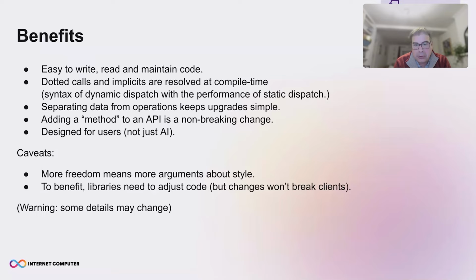So the way we've done this, libraries do have to do some work to enable the syntax, right? They have to declare the self parameters and they have to declare the implicit arguments. But none of these changes will break existing clients, even if they don't opt into the syntax. So it's a nice gradual change that people can make. Also, the syntax here, we're pretty close to releasing it, but some details may still change.